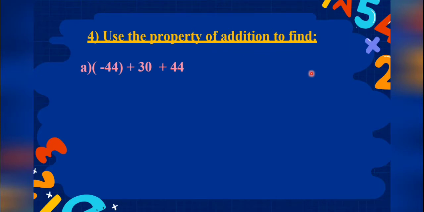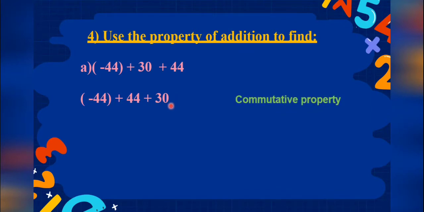-44 and 44, both of them are additive inverses. So if I collect them together, I will make the exercise easier. So I will just change the places and bring the 44 beside -44. What did I do here? I used the commutative property. I have to write it beside the operation. So you first write the operation, then write the property beside it.